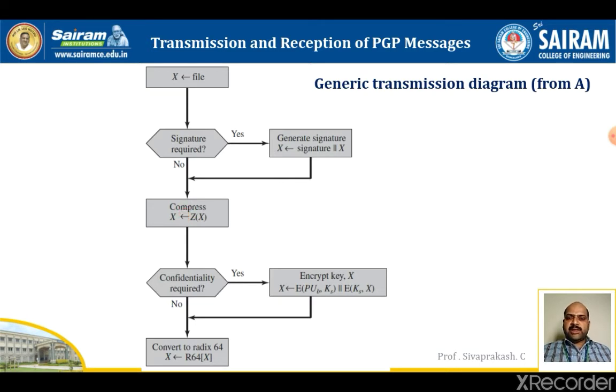Next, if confidentiality is required, the block is encrypted and prepended with the public-key-encrypted symmetric encryption key. Finally, the entire block is converted to Radix 64. For example, after compression, if confidentiality is required, we do the encryption process with the public key and the shared key. Otherwise, if no confidentiality is required, it goes straight to conversion to Radix 64. This is the operation in the generic transmission diagram.